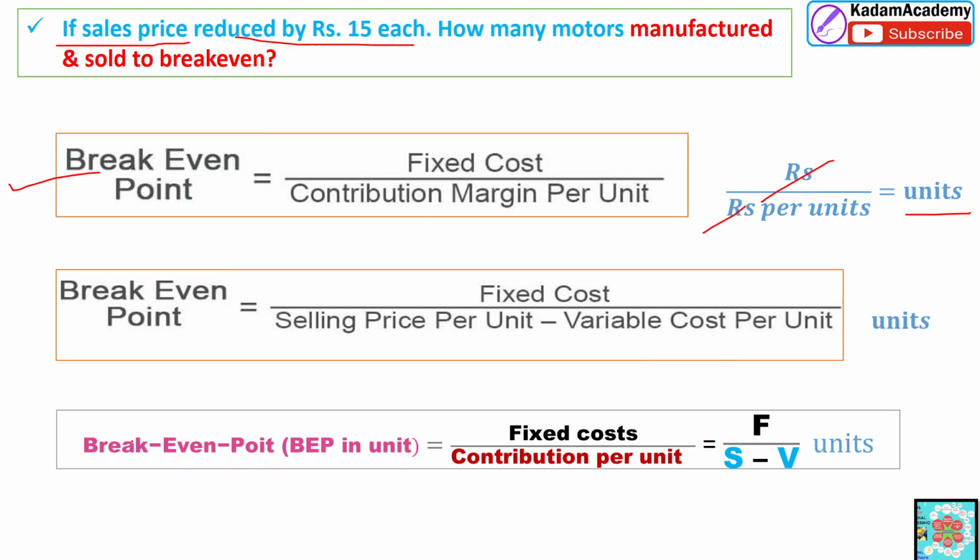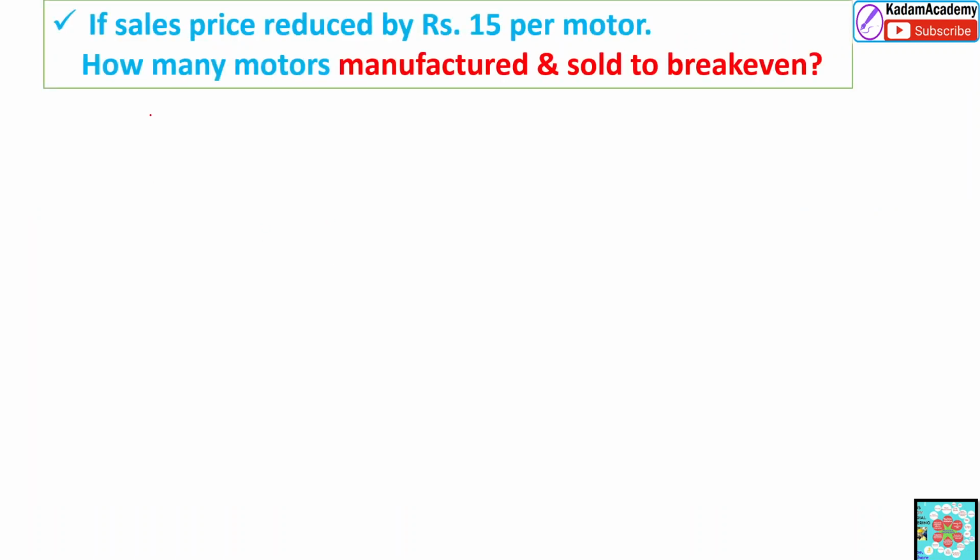And what is the final formula here? F by S minus V. S is the sales price per unit, V is the variable cost per unit. The unit in this case is the motor. If we reduce the price by 15 rupees per motor, how many motors are required to be manufactured?